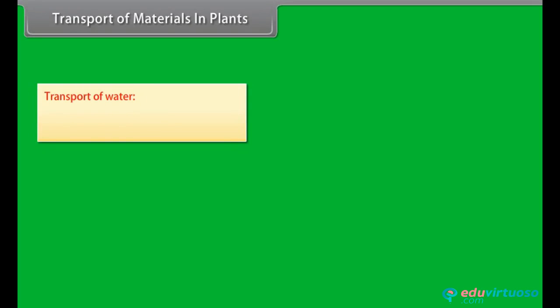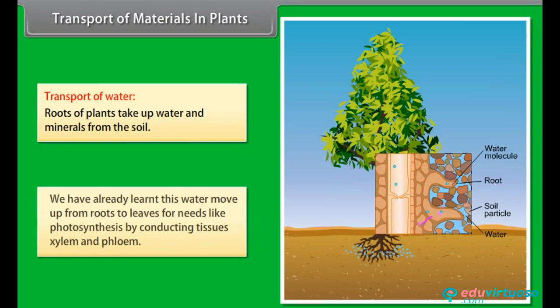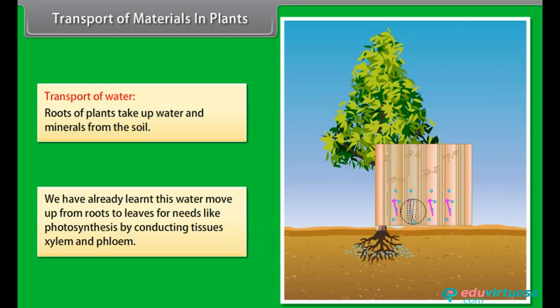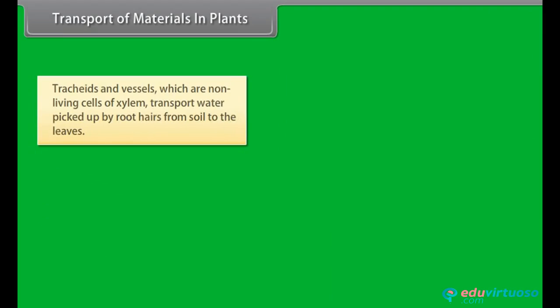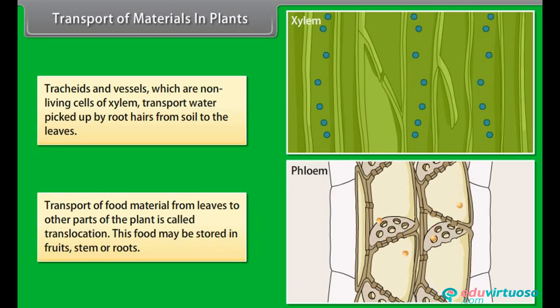Transport of water. Roots of plants take up water and minerals from the soil. We have already learnt this water moves up from roots to leaves for needs like photosynthesis by conducting tissues, xylem and phloem. Tracheids and vessels, which are non-living cells of xylem, transport water picked up by root hairs from soil to the leaves. Transport of food material from leaves to other parts of the plant is called translocation. This food may be stored in fruits, stem or roots.